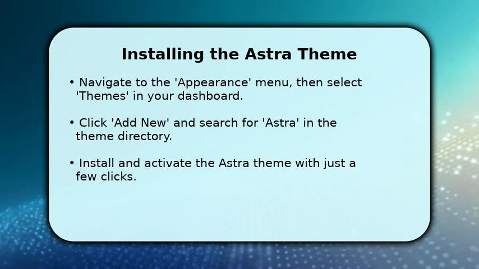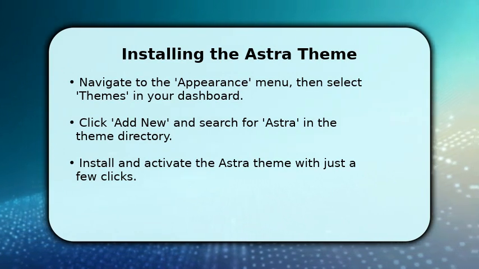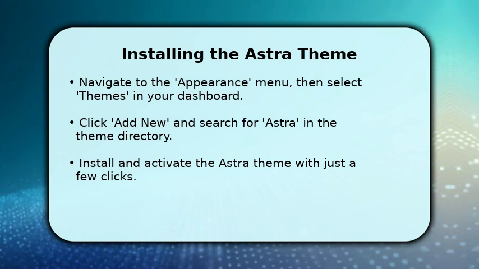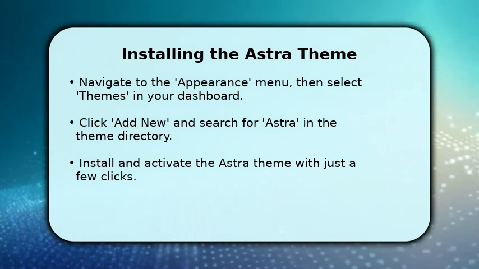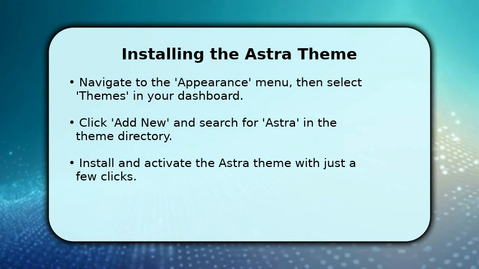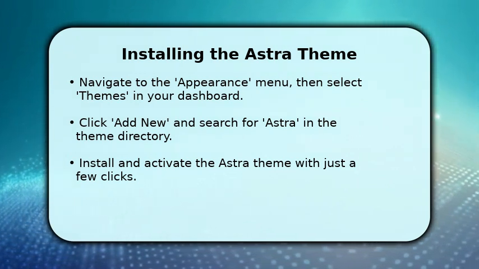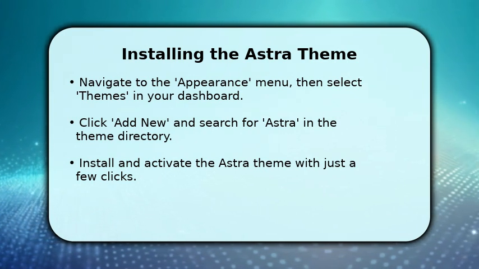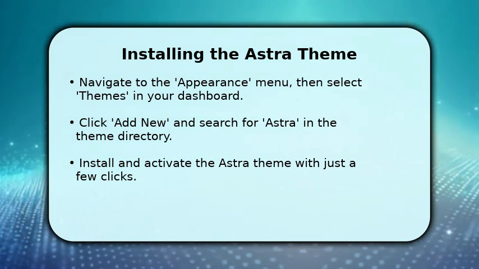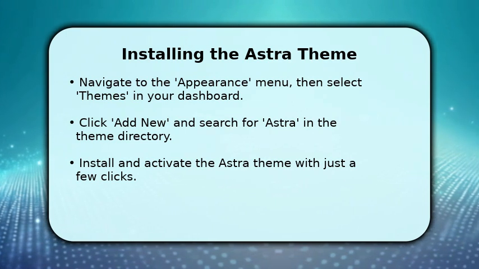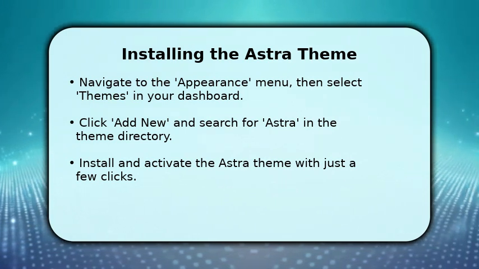From your WordPress dashboard, go to Appearance and then Themes. Click the Add New button and use the search bar to find Astra. Once you locate it, click Install and then Activate. Astra is now the active theme on your website. For an even faster start, consider installing the Starter Templates plugin, which provides hundreds of professionally designed, ready-to-use website templates.